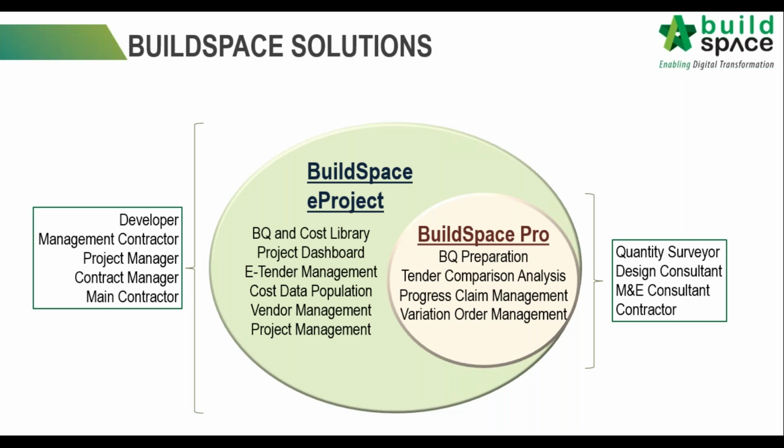Please allow me to share a bit with you on our solution, the BuildSpace. As we can see here, the big green circle, the BuildSpace e-project, consists of a list of features that allow the user to manage their project starting from the pre-tender stage until the final account stage. The e-project consists of the BQ library, e-tender management, vendor management, and project management. On the other side, we have another small circle that we call BuildSpace Pro. This consists of a list of features that allow the user to manage the contract details in the cloud system.